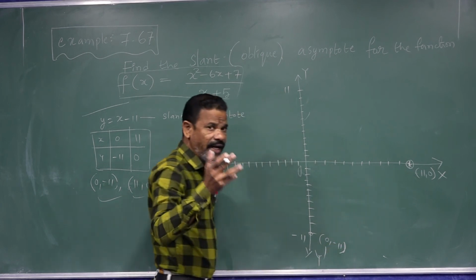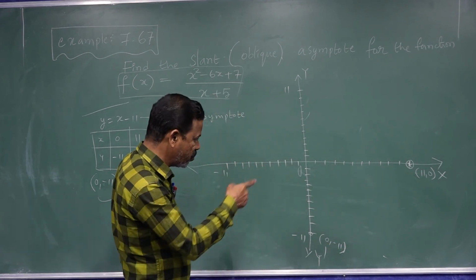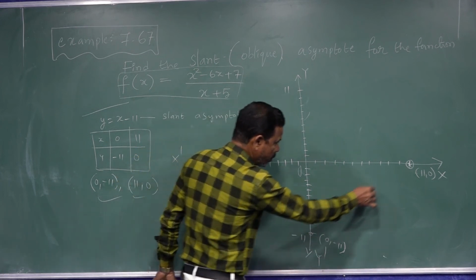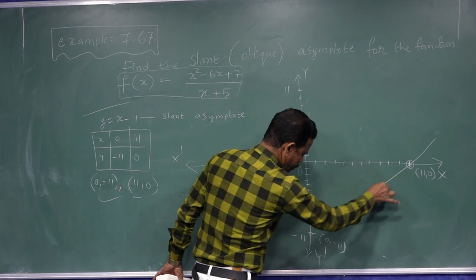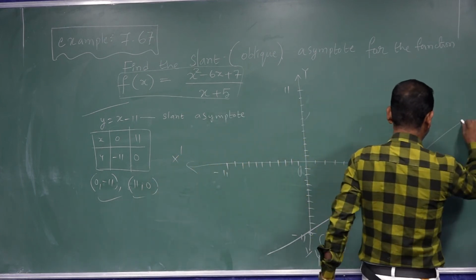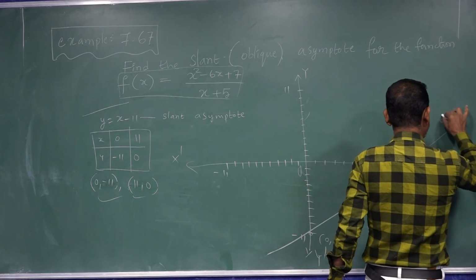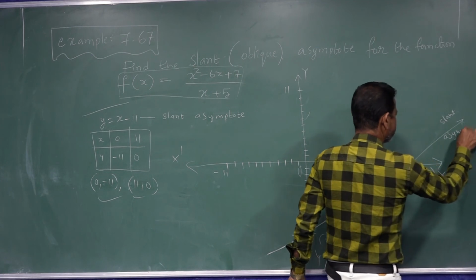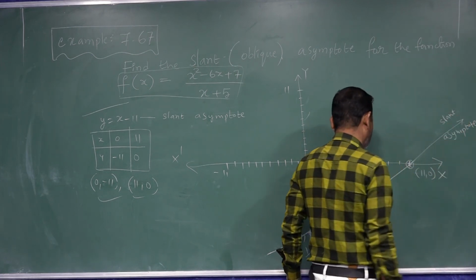So for the straight line, 2 points are enough. For these 2 points, we draw the graph. That line passes through these 2 points like this. This is the slant asymptote. Okay.